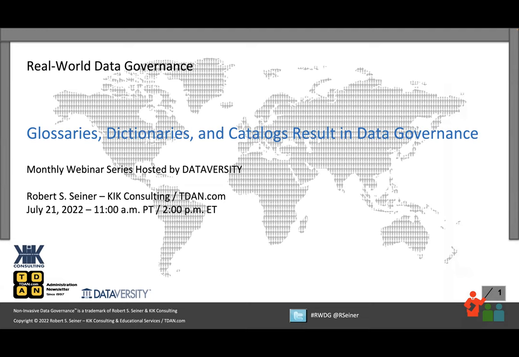I've had this webinar for this year kind of circled on my calendar because I thought it was going to be really important. Almost every organization that I'm working with to help them stand up data governance or improve their data governance programs is focusing on glossaries, dictionaries, and catalogs. But the wording struck me as kind of strange, because we're saying that glossaries, dictionaries, and catalogs can actually result in data governance, when I've seen with a lot of organizations that they need to have data governance first, and the data governance will actually end up resulting in glossaries, dictionaries, and catalogs.